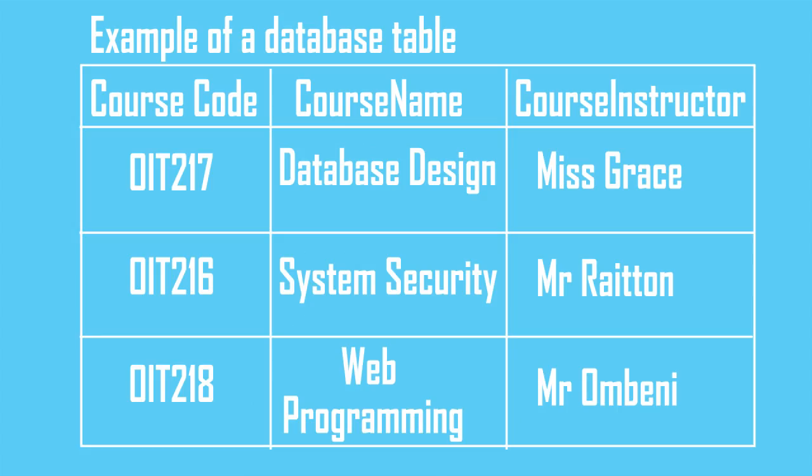Now let us look at an example illustrating a database table. When you look at this table, there are 3 columns, there are rows, there are records. This shows how a table in a database looks. For example, in this table, a course code is the primary key of this table. We have course name, and we also have course instructor. Now, let us look at properties of a table.